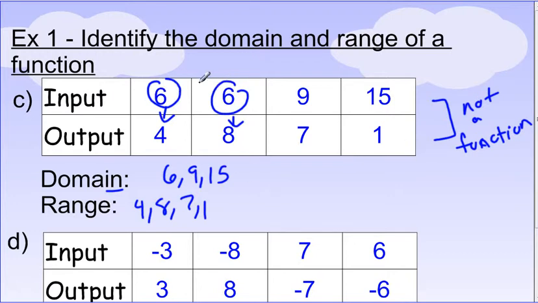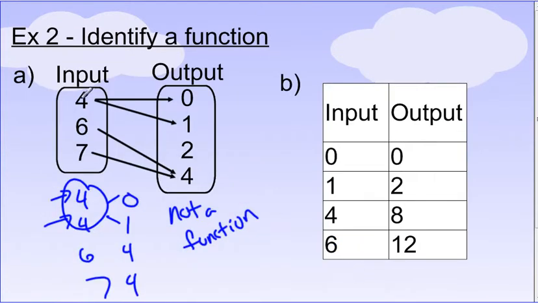Every input has only exactly one output. If you have two outputs for the same input, it is not a function. That's why this is not a function. This 4 cannot be going to 0 and 1.